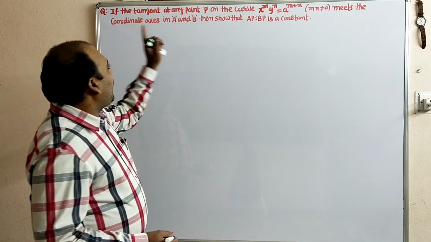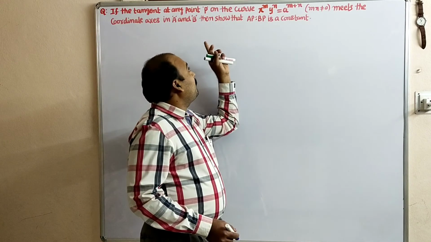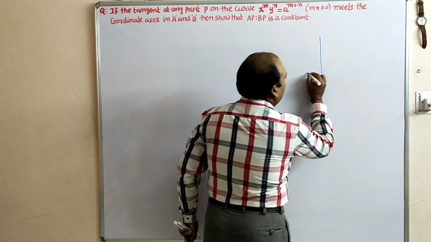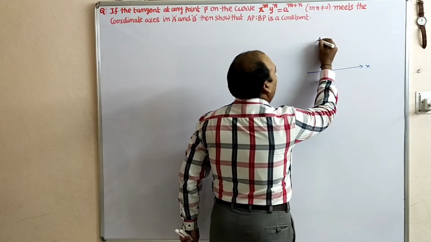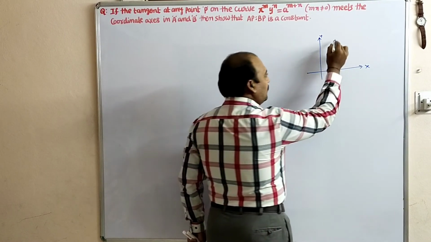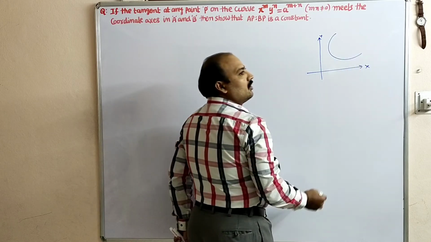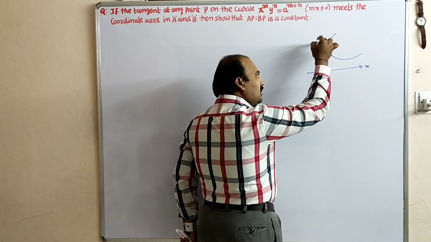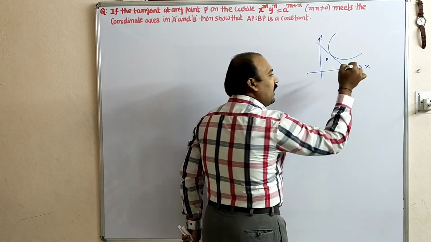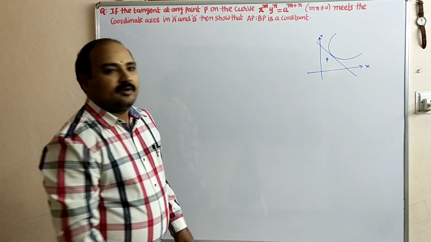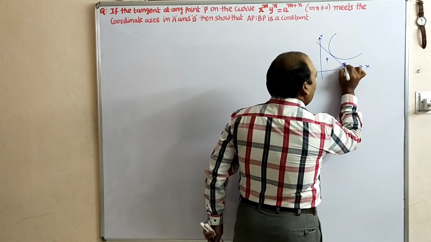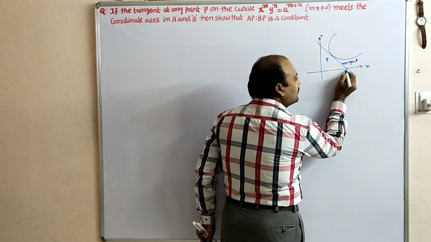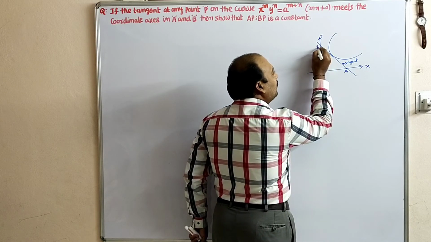See, if the tangent at any point P on the curve, these are the coordinate axes x and y, this is the curve. On the curve, you take one point P. At the point P, you draw a tangent, you calculate the tangent to the curve. This is the tangent equation. This tangent equation meets the coordinate axis in the points A and B.